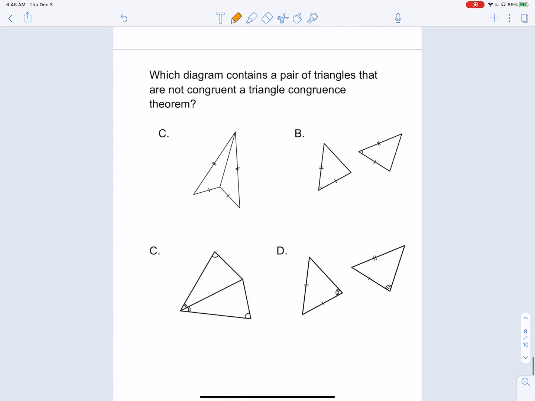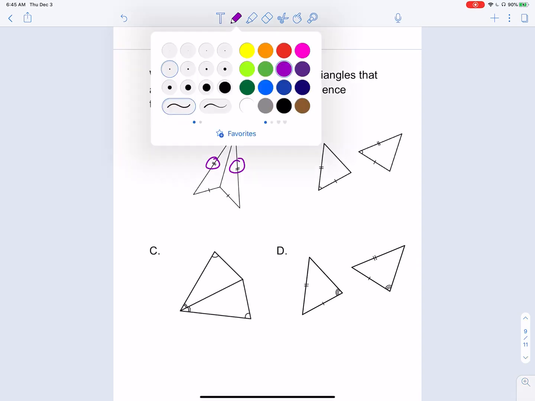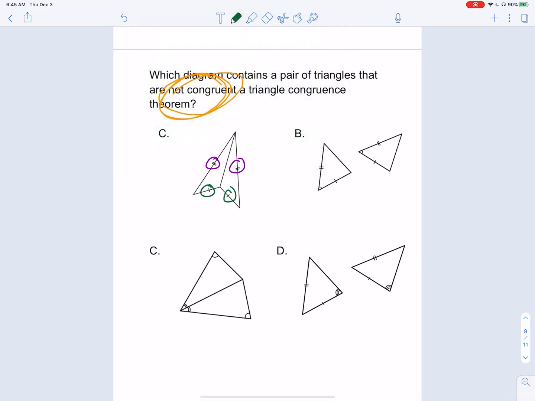Very good. Which diagram contains a pair of triangles that are not congruent? You're looking for two triangles that we can't use any rule on. I'm gonna let you try this and then I'll explain it. Very good. It's okay if you didn't get the right answer, but I'm gonna explain it real quick. So you have side, side, then side, side, then we know that this line means they're the same. So this would have been side, side, side.